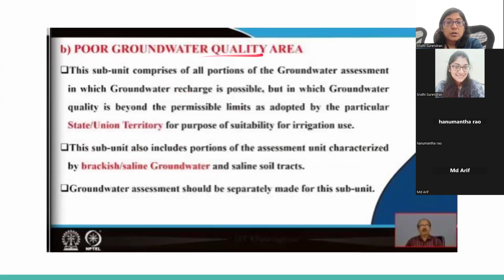Then there is a subunit of poor groundwater quality area. Groundwater recharge is happening, but the quality is bad. The groundwater will have some contamination or pollution issues. So again, areas that are associated with saline groundwater come into this category. Hilly areas are based on the slope and the potential and the recharge level. Here also recharge is very high, but the quality of water is going to be bad, and that is pretty obvious from the name of this subclassification.